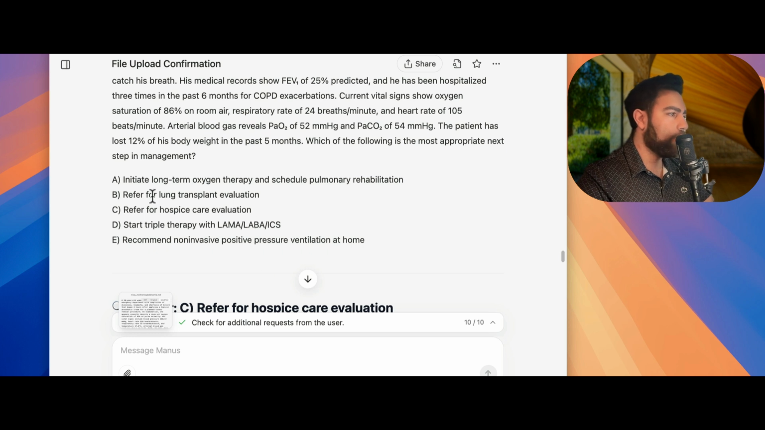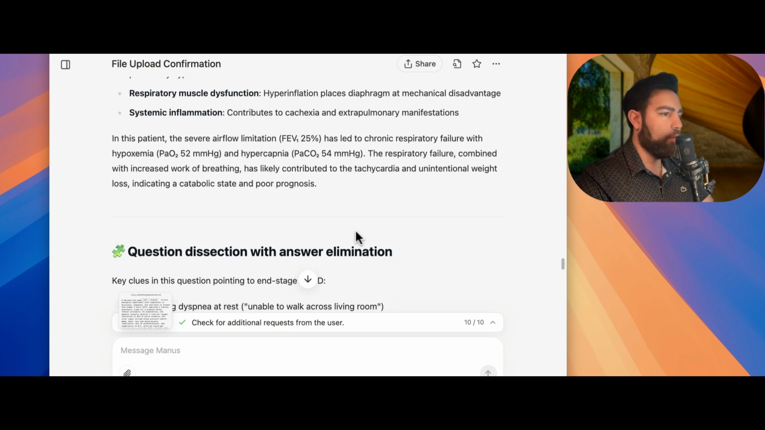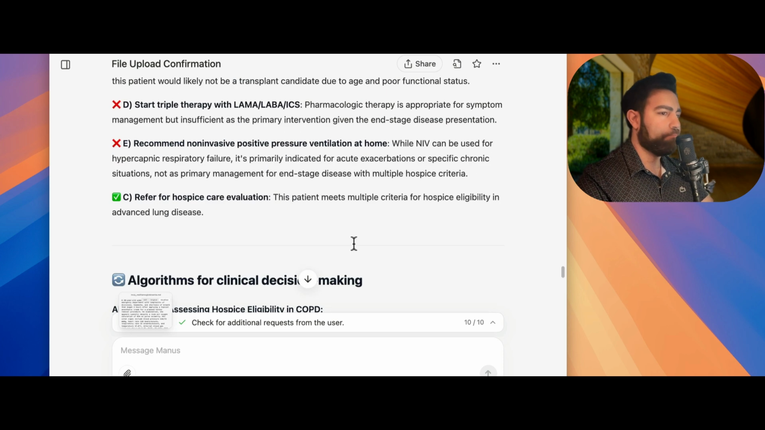you'll be like, oh well, this looks right. Oh, maybe she will be a candidate for lung transplant. Oh, why not try the pulmonary rehab? Like, everything sounds good, right? So if you don't know the severity, and don't know when hospice becomes indicated.